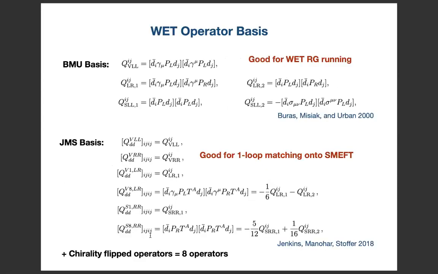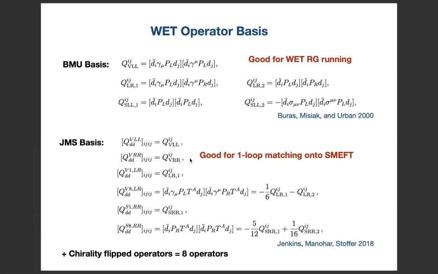What are the bases that we use in SMEFT and in weak effective theory? In this work, I will be using two bases: the BMU basis, which is due to Buras, Misiak, and Urban, and the JMS basis. The first basis has these 5 operators plus the chirality flipped ones, so in total we have 8 operators. This basis is very good for WET running because the anomalous dimensions are calculated in this basis by these people.